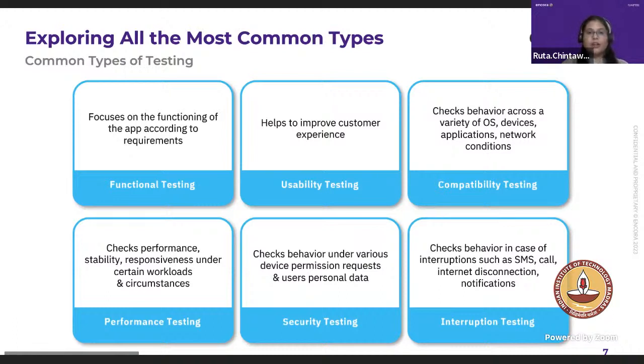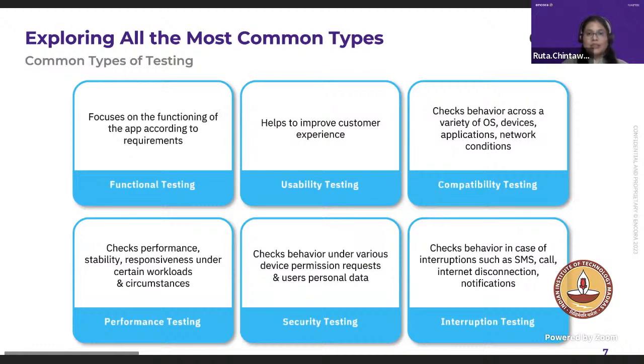Then we have interrupt testing. Interrupt means when we talk about mobile, we might have multiple interruptions, like a phone call, an SMS, push notifications, an alarm, then a low battery, full battery, all these notifications. These types of things we consider as interruptions.